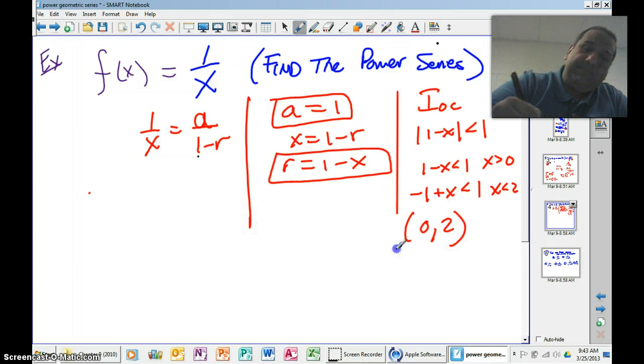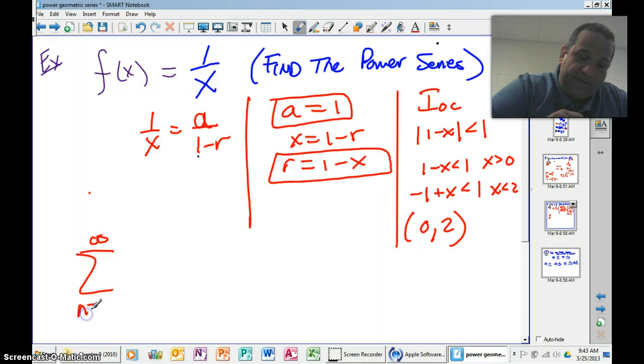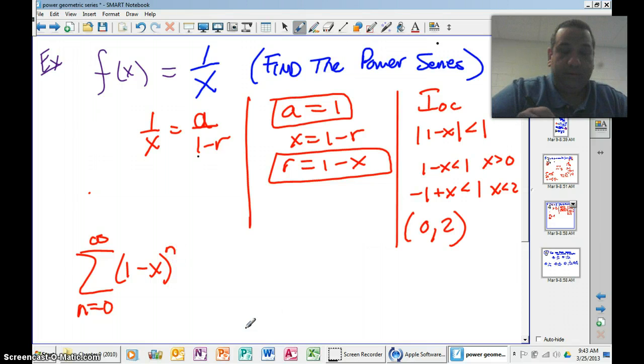So I like to do it in steps here. I find what the a and the r is. I do my interval of convergence. Now I'm going to generate my power series. Well, I can generate it in a lot of different ways. I'm going to just do it like this. This goes from 0 to infinity. A is 1. R is 1 minus x. I'm going to raise that to the n power. Done. A would be here, but it doesn't really matter.